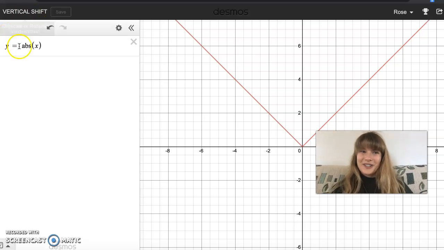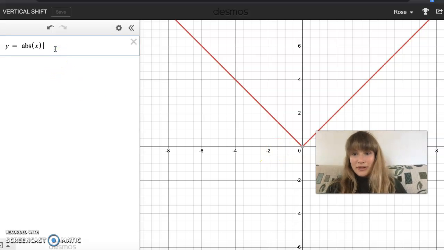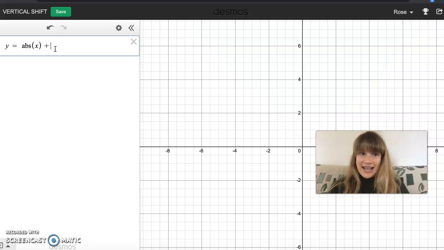Okay, so vertical shift means we're shifting vertically or we're shifting along the y-axis. So basically the graph is either moving up or down. Vertical shift means up or down. So let's figure out first how to make this graph shift up. As you'll know from your algebra lesson, the way that you shift a graph up is you add something to the equation. And in this case, let's add 4.